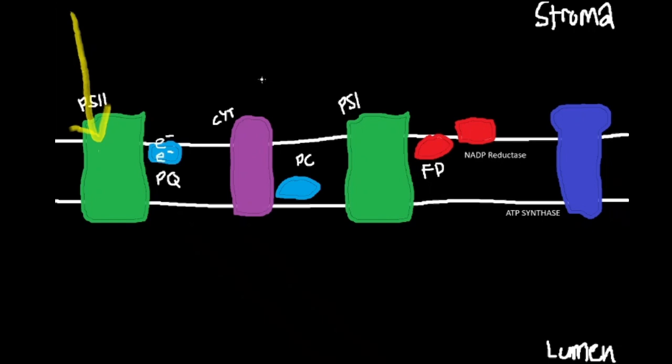So let's continue with what happens with the electron carrier. This carrier is going to carry the electrons here, and transfer them to the cytochrome, or what we call the cytochrome b6f complex. It's really complicated, but I just want to call it cytochrome.